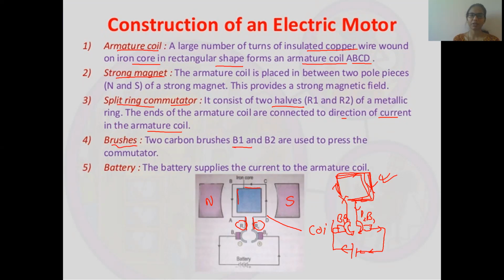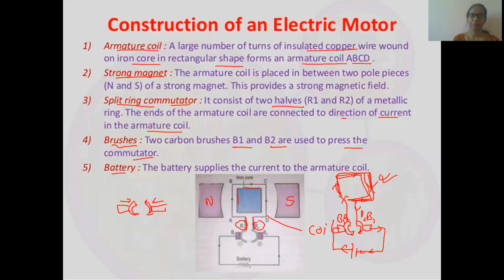Two carbon brushes, B1 and B2, are used to press the commutator. Commutator means the two split rings we took, that combination is what we call the commutator. Two brushes we took here and here, to press this one here and this one here, and that will make it work.